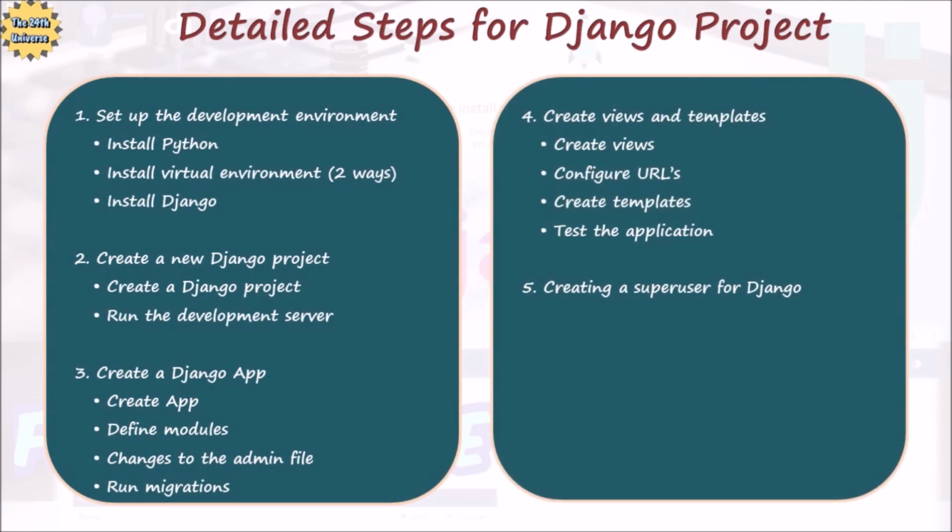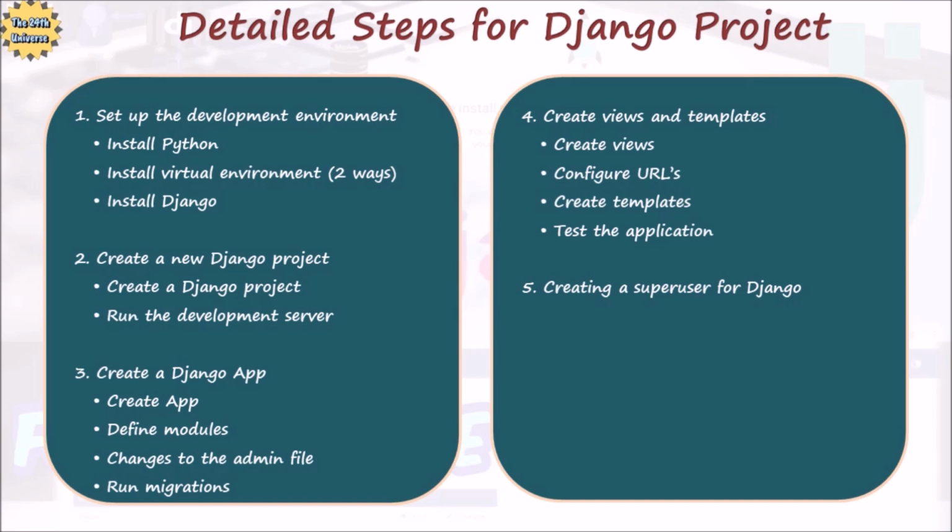We will follow these steps to create our Django blog website project. The first step is to set up the development environment. Here, we install Python, a virtual environment, and Django. The second step is to create a new Django project. Here, we create the Django project and run the development server.